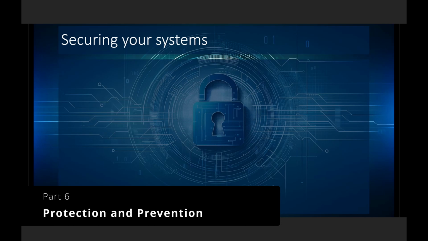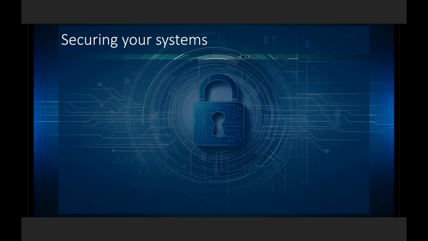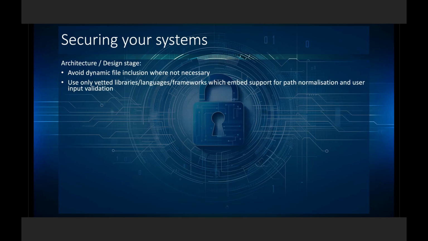So with that in mind, how can we remediate and secure our systems against this sort of vulnerability? Firstly, at the architecture and design stage, we can ensure that dynamic file inclusion is only used if it's absolutely necessary, and that we choose and vet libraries, languages, frameworks, etc., which embed support for path normalization and user input validation.